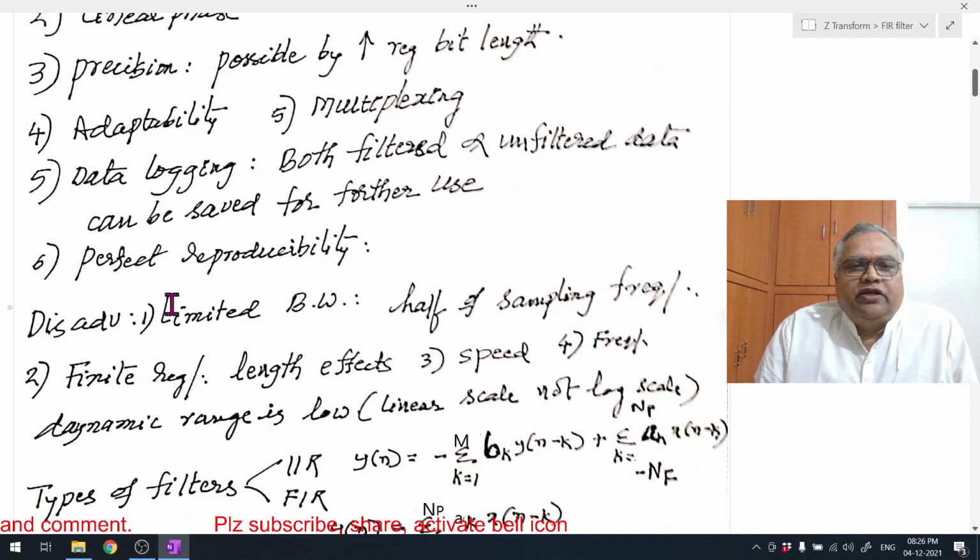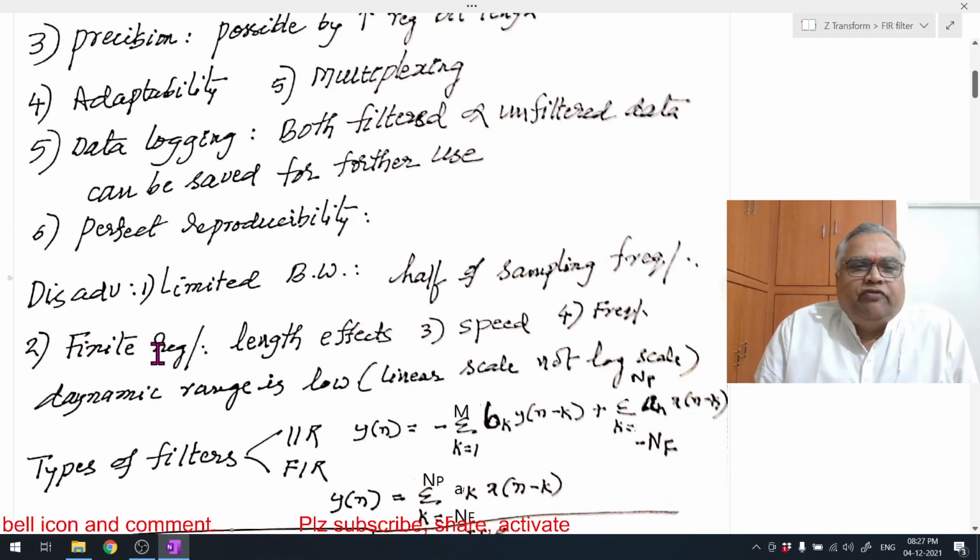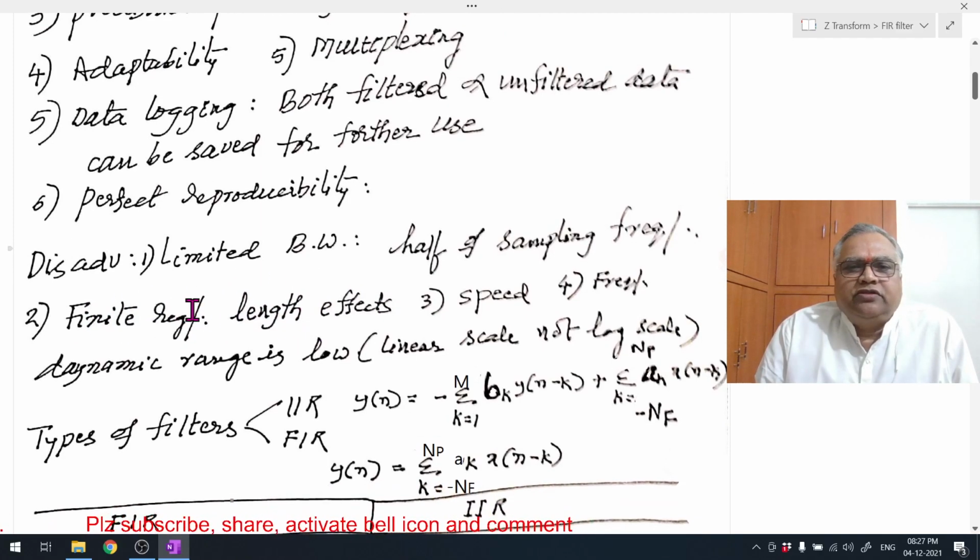Then the disadvantage is limited bandwidth. Bandwidth is always half of the sampling frequency. Any signal has positive and negative frequencies, and in the process of sampling, when you are taking a number of samples, half of the sampling frequency is the bandwidth. So limited bandwidth is one disadvantage. Finite register length effects: the accuracy depends on register length. That is another disadvantage. Speed is the third one.